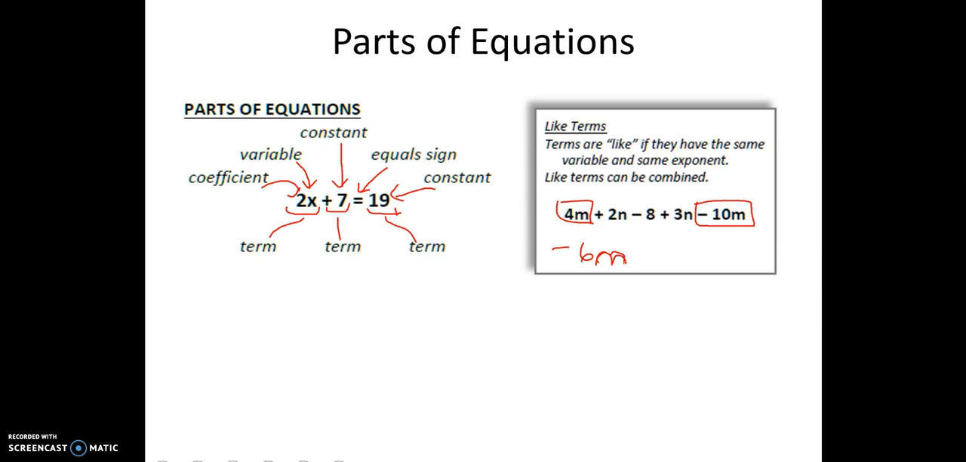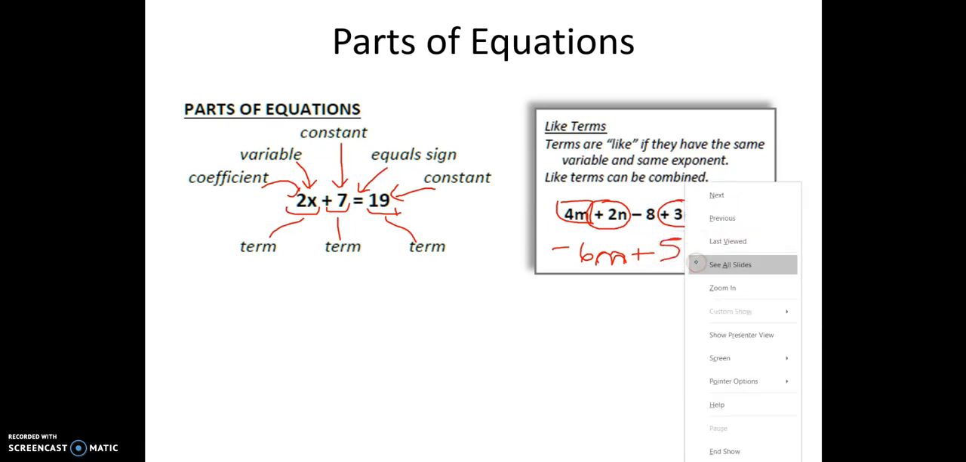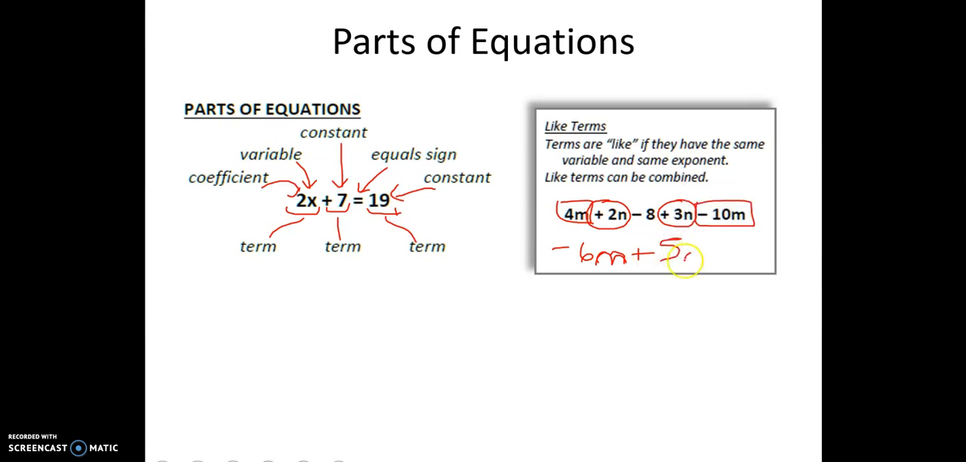Okay, and then I have 2 nectarines, and then I have 3 nectarines. So together I have 5 nectarines. So I have 5 nectarines, 5n. And then the minus 8 is all lonely and has nobody to combine with, so I just have a minus 8. Okay.